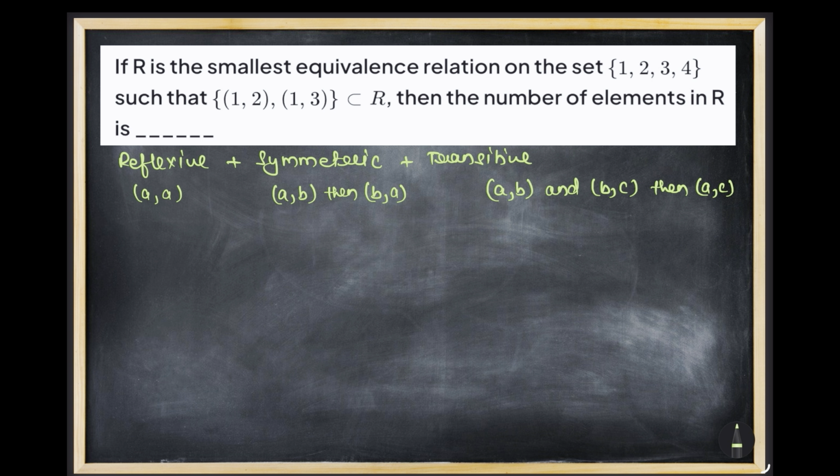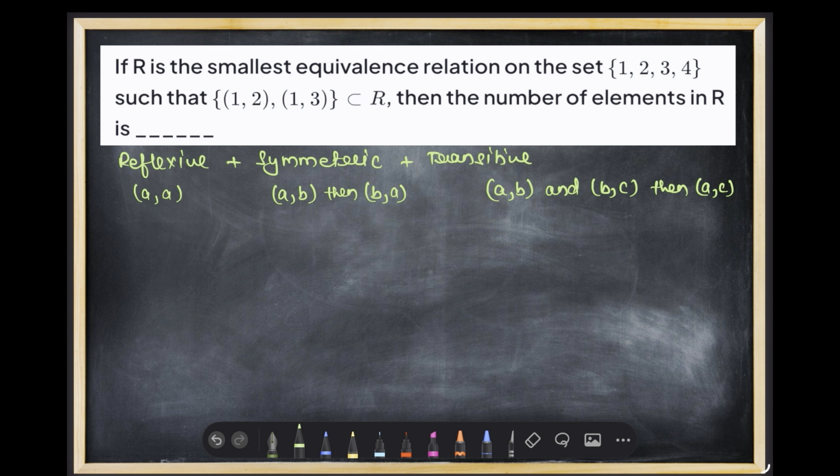So you have to take a set such that this belongs to your relation. Then the number of elements in the relation are... Acha, you have to make the smallest relation, the smallest set. You cannot consider all elements. So how will you solve these kinds of problems?